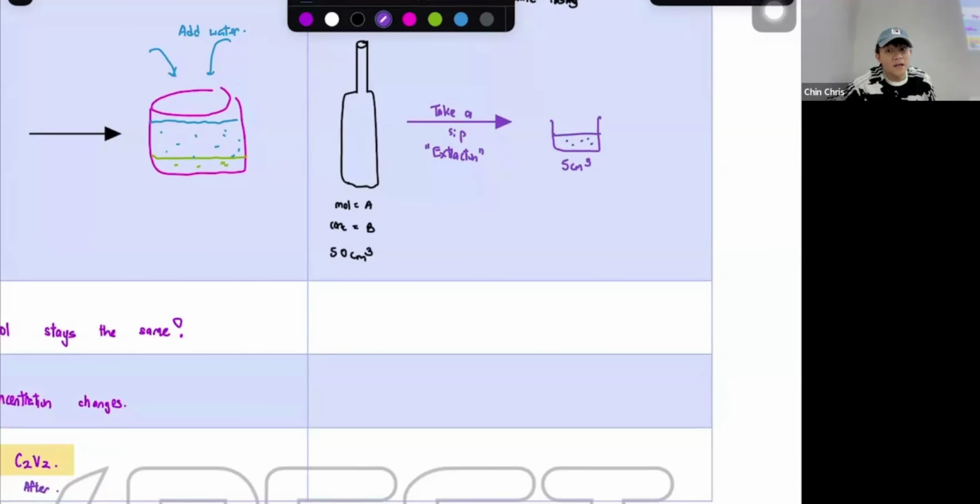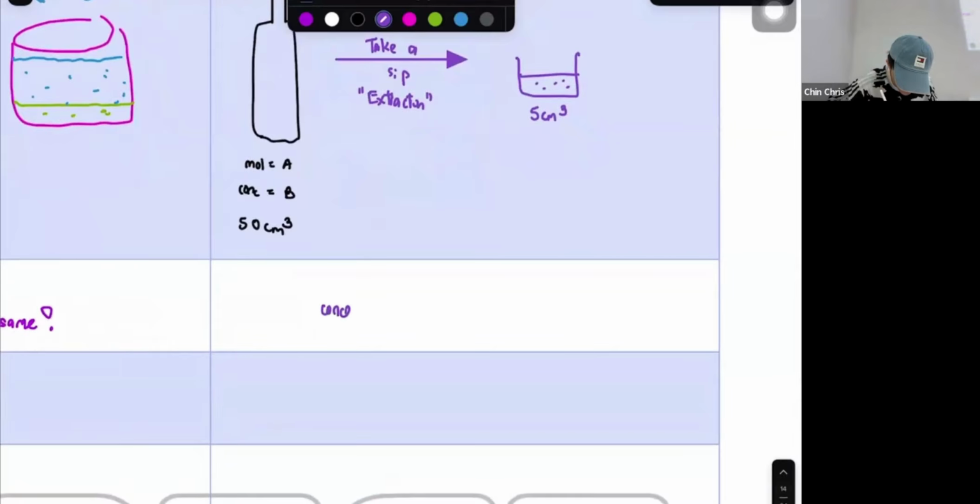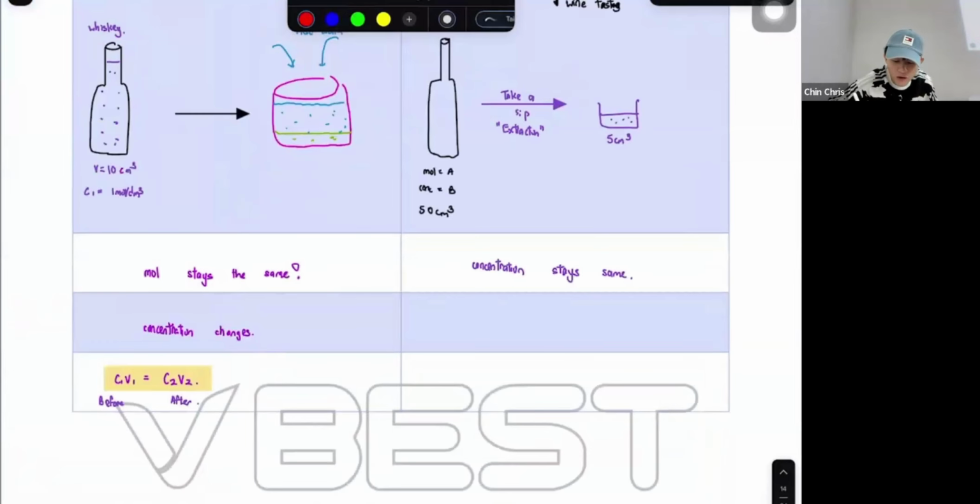So guys, in wine tasting or extraction, what changes and what doesn't change? Anyone? My physics kids are next level shy. Last week also no one answered me. So in a wine tasting, what stays the same is our concentration. The taste after you pour it out and originally in the big bottle is the same taste. Clear.